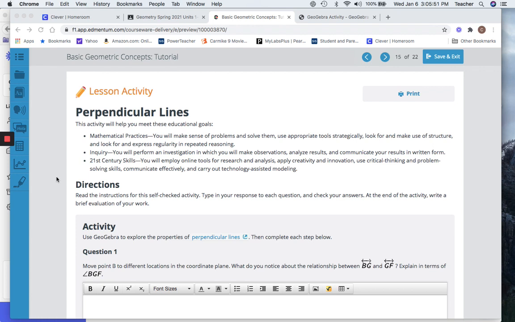It basically means that you have something that forms a 90-degree angle, like a right triangle. We call that a right triangle because one of the angles is 90 degrees, and that makes those two segments perpendicular. So we're going to click on GeoGebra.